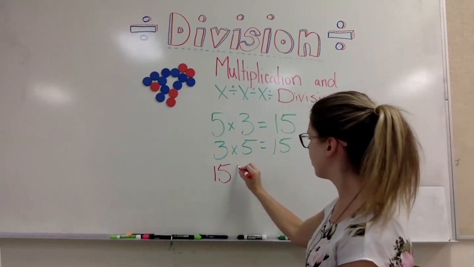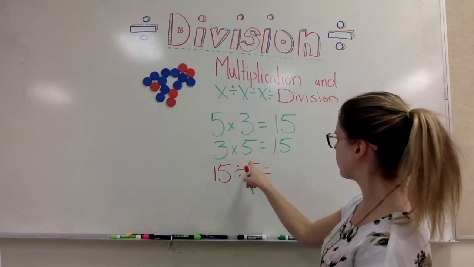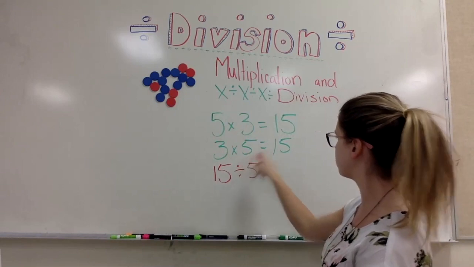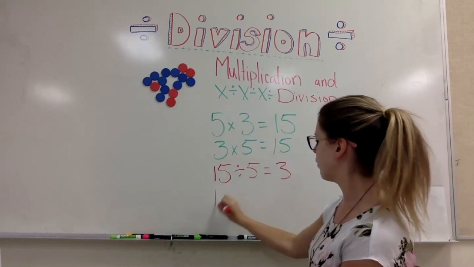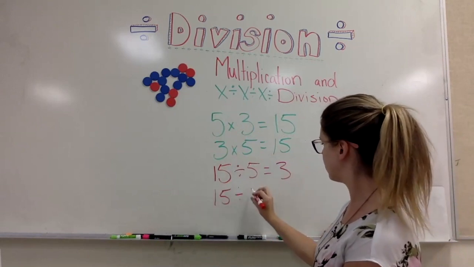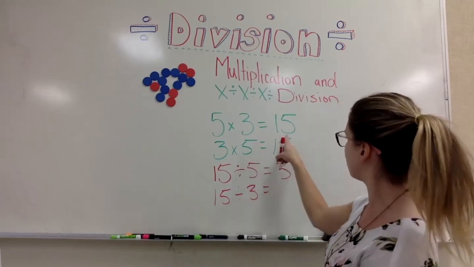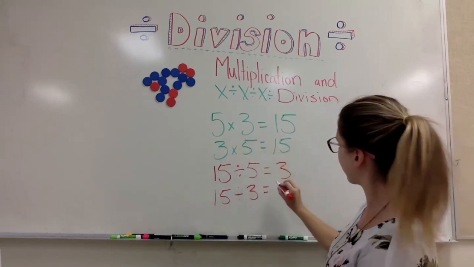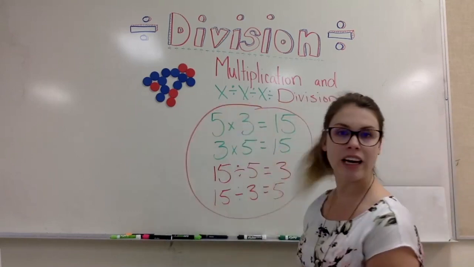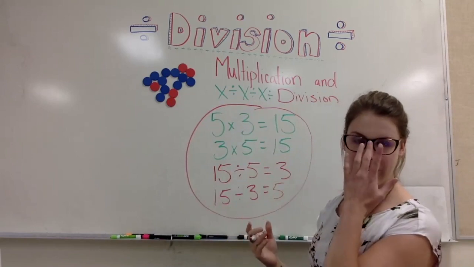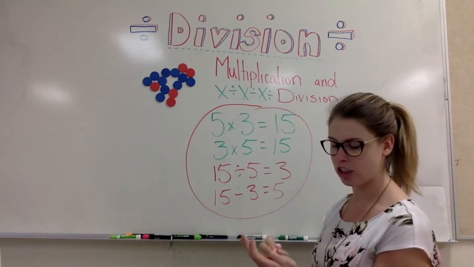Does it matter which one we divide by first? No. But we know now that if we're using these same 3 numbers, 15 divided by 5, we've used 15, we've used 5, left over is 3. Now we have to show the same. 15 divided by 3, we've used 15, we've used 3, we need 5. And this is a fact family for multiplication and division. They all work together. The 3 numbers, they never change. The same with addition and subtraction.